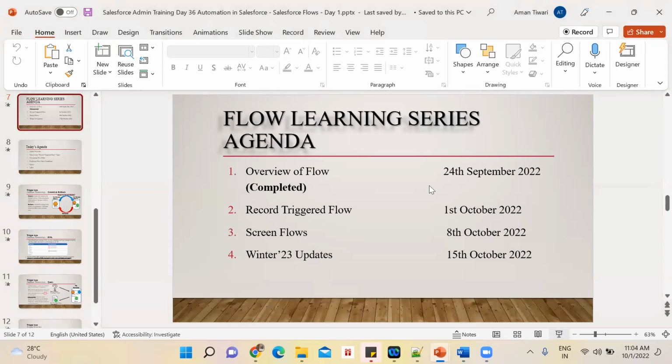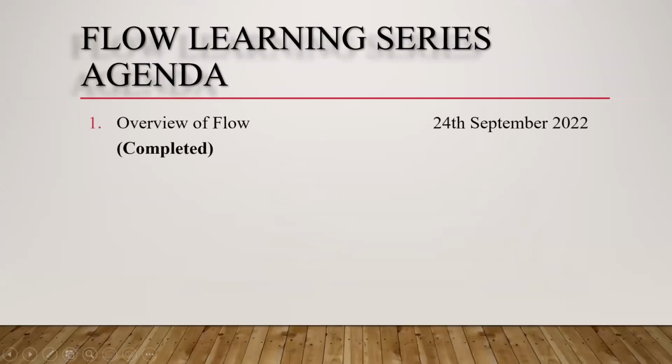So in the last session, we discussed this overview of flow, where I told you what is flow, and then we discussed what the different types of flows are: screen flow, record trigger flow, auto launch flow, schedule trigger flow, and the last one was platform event flow. Then I discussed variables, collections, all those things.